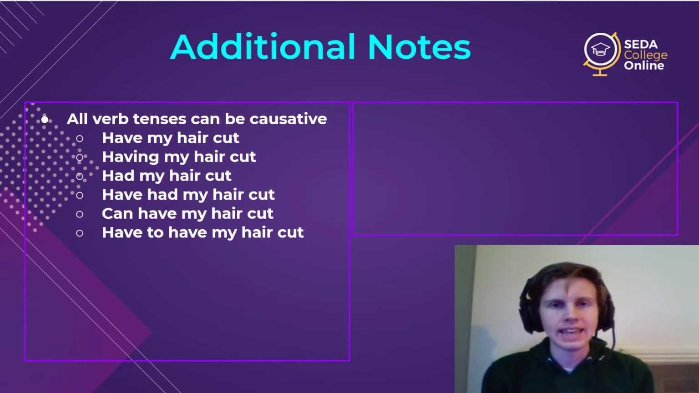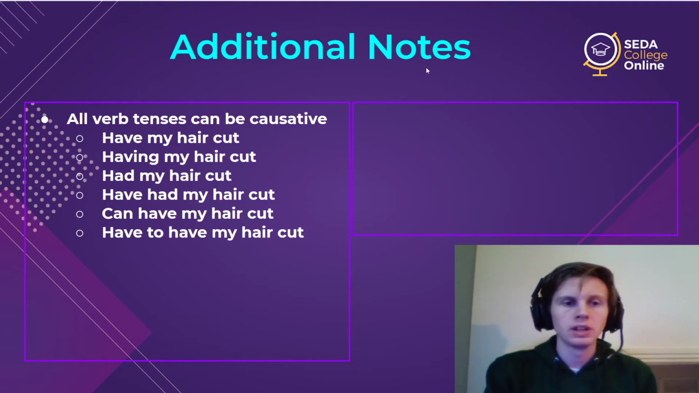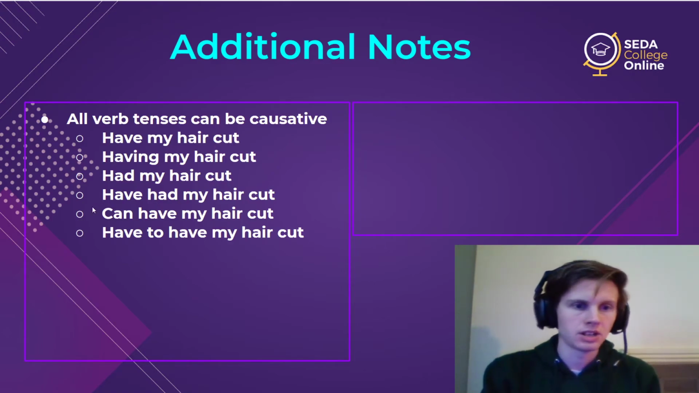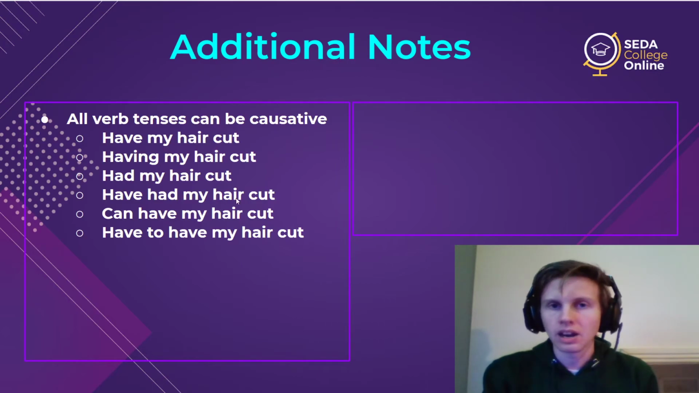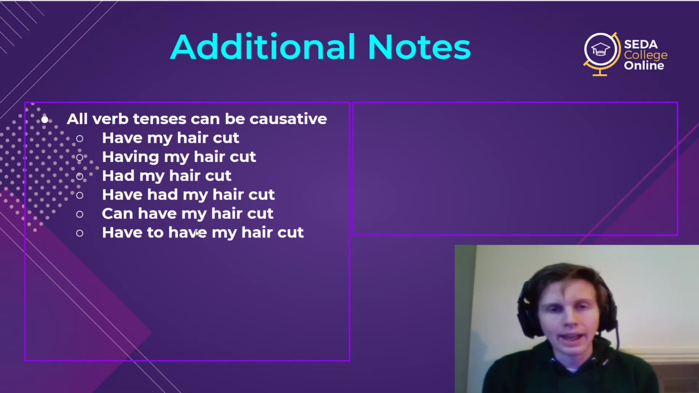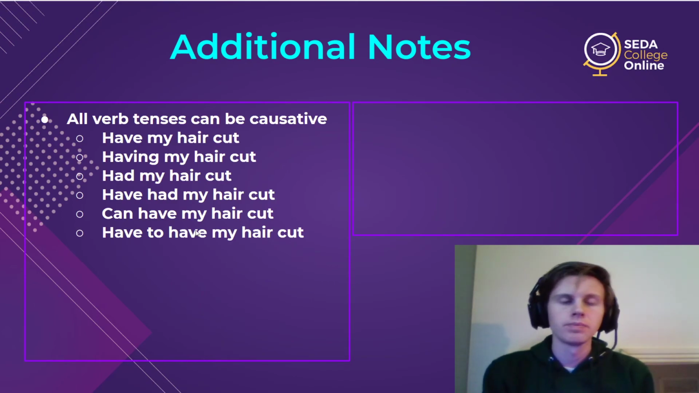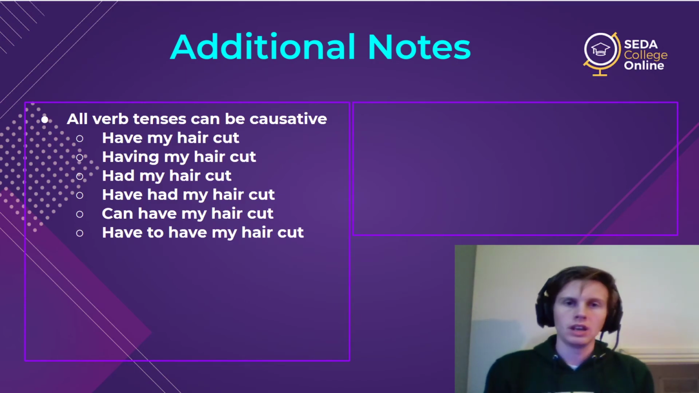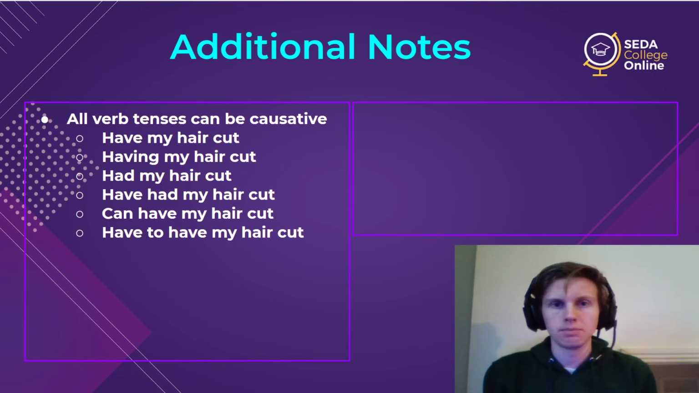So as I said, you can use get informally. Get my haircut, getting my haircut, got my haircut, have gotten my haircut, can get my haircut. You can use get. Have is another common one here. And in English, another causative verb is made. So something like, I made the hairdresser cut my hair.